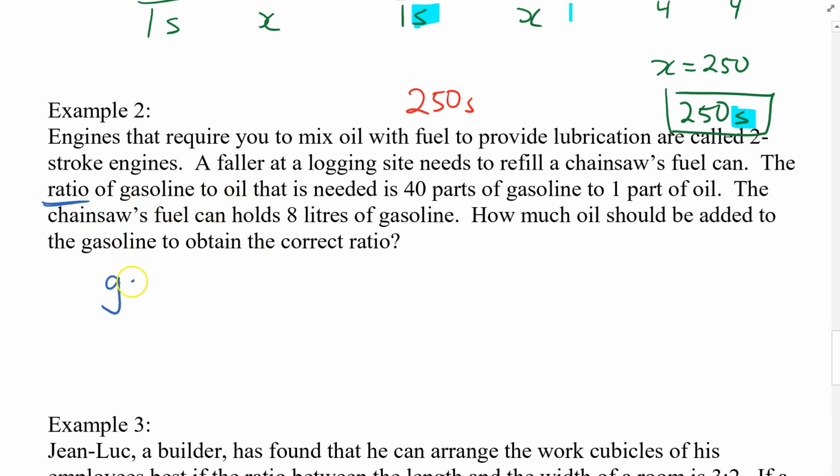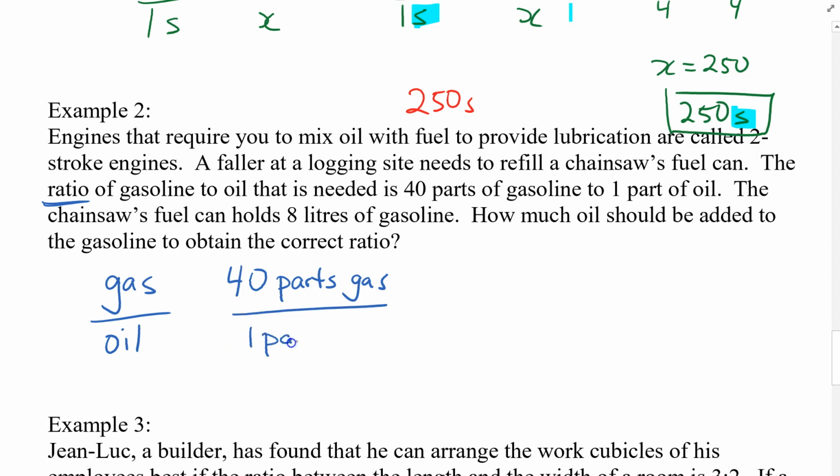You know what, I'm just going to think, okay, it's going to be gas to oil. This is what we're looking for. Is 40 parts of gasoline. I'm even going to write this down: 40 parts of gas to 1 part of oil. What's a part? Well, a part can be anything, but the point is that it's the same. Like if you got 40 milliliters, it would be 1 milliliter. In this case, I think you do liters, 40 liters to 1 liter.